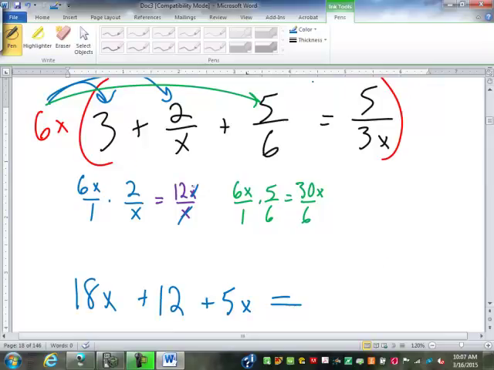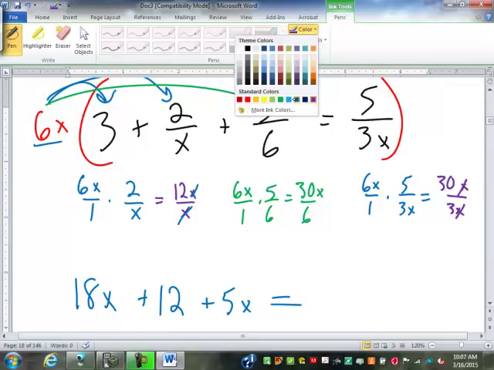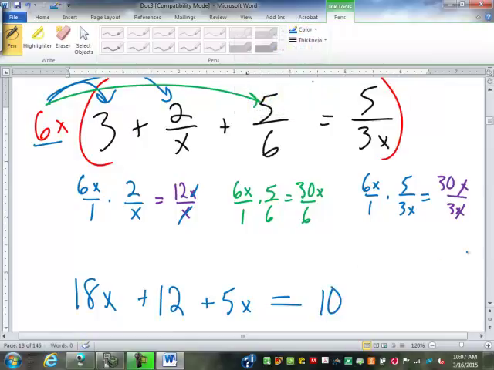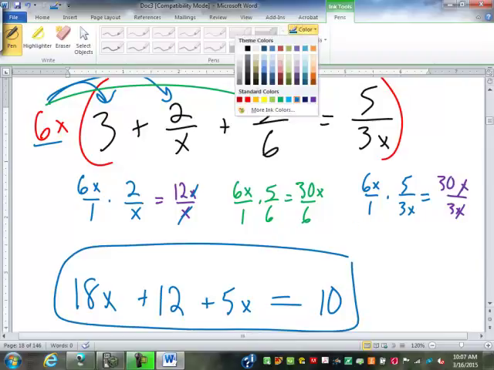Now we have 6x times 5 over 3x. So 6x over 1 times 5 over 3x. Well, you could cross-cancel the x's and then the 3 and the 6, but I find it easier just to multiply it out and divide it out when you have the variables in it. So 6x times 5 is 30x. 1 times 3x is 3x. The x's cancel. 30 divided by 3 is 10. So I have a whole new equation right here that has 0 fractions in it, but we'll have the same solution.